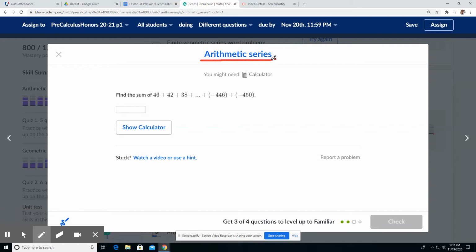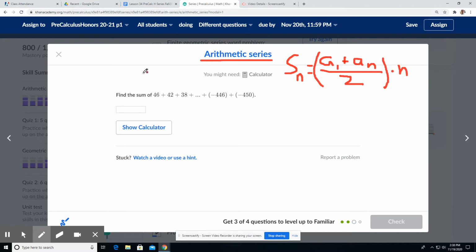All right, we're still on arithmetic series here. So we're finding the sum of all of these terms. This ... says we don't know how many are in between here. Okay, so always the formula: S of n, first term plus the last term divided by 2. All that times n, the number of terms.